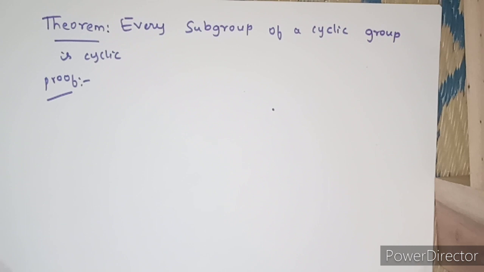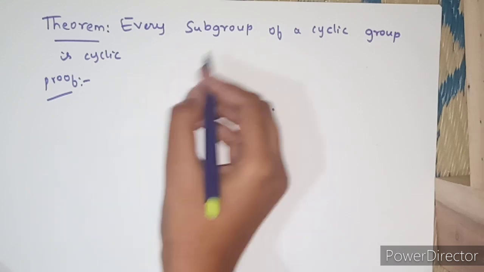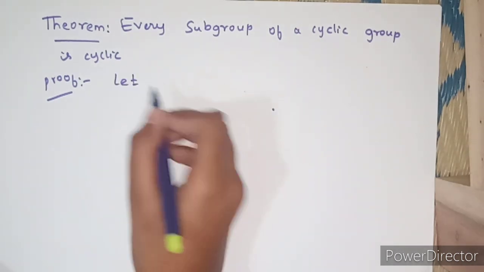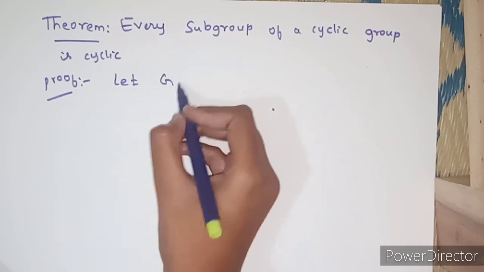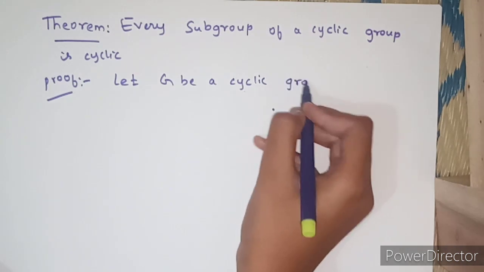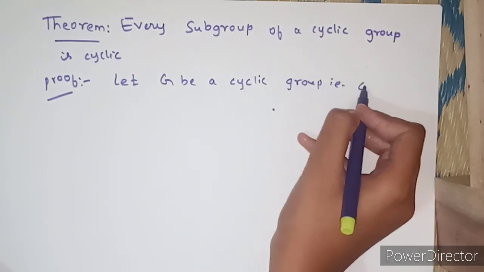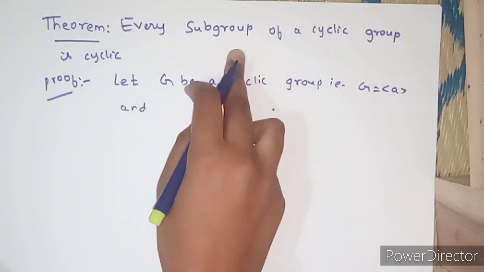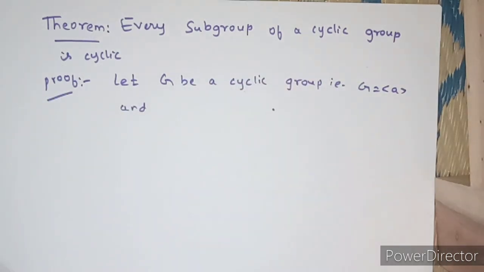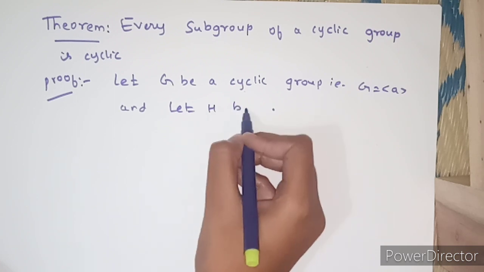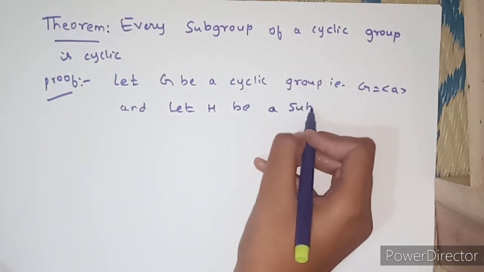So first write the given data. They have given the cyclic group. Let G be a cyclic group, that is G is equal to ⟨a⟩. And here we have to show that a subgroup of a cyclic group is cyclic. So here we have to consider one subgroup. Let H be a subgroup of G.